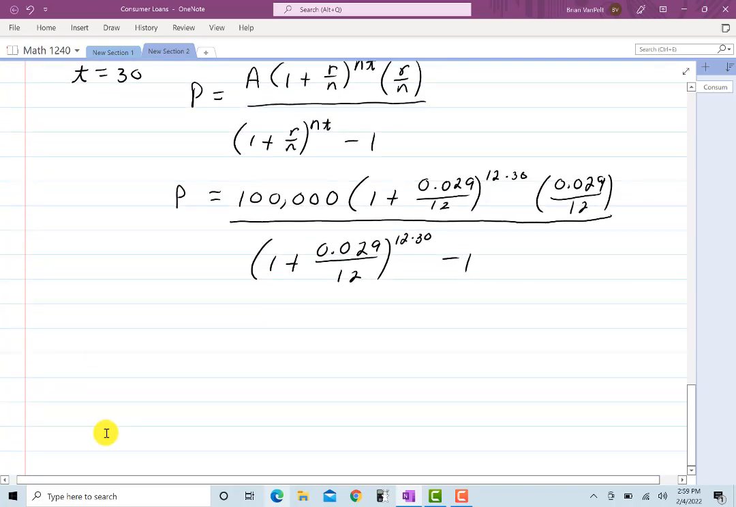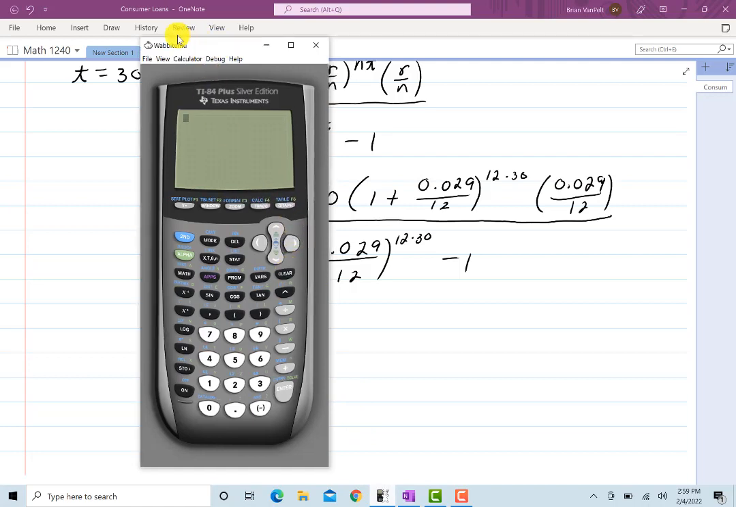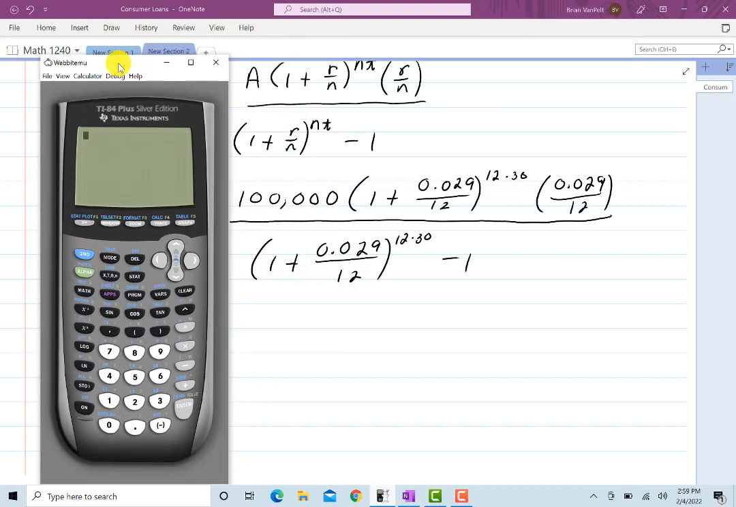I'm going to start doing these on the keyboard itself, on this version of the calculator, so that you can see. Let me clear everything out. Most of your calculators work like this, so I believe it will be fine. So here's how I start it. 100,000. And then I'll start my parenthesis. I'm working the numerator right now.